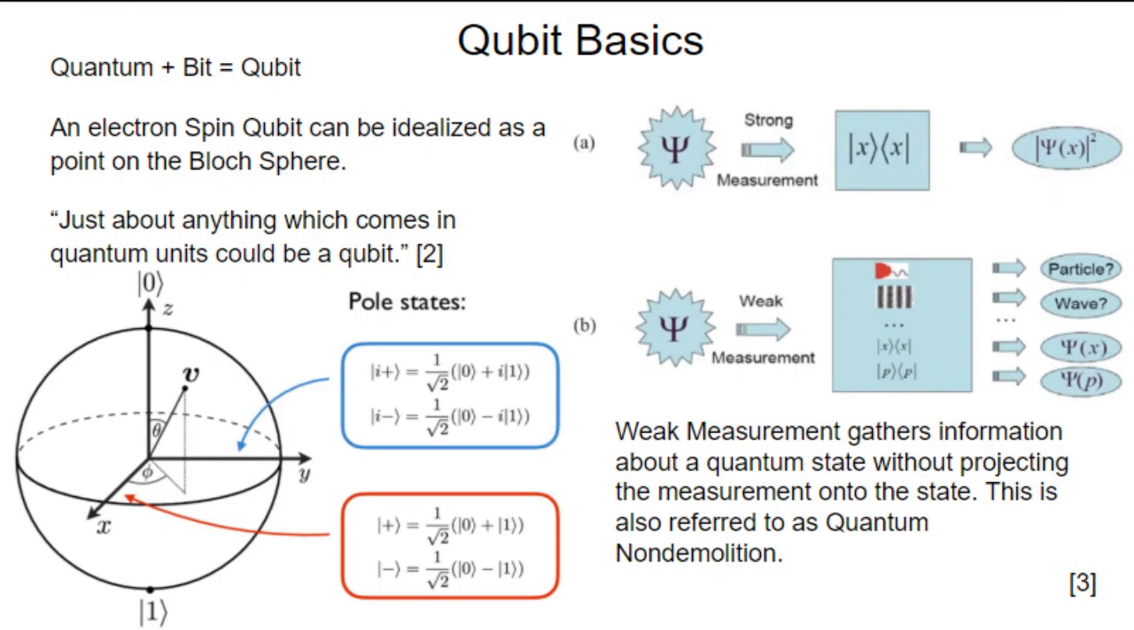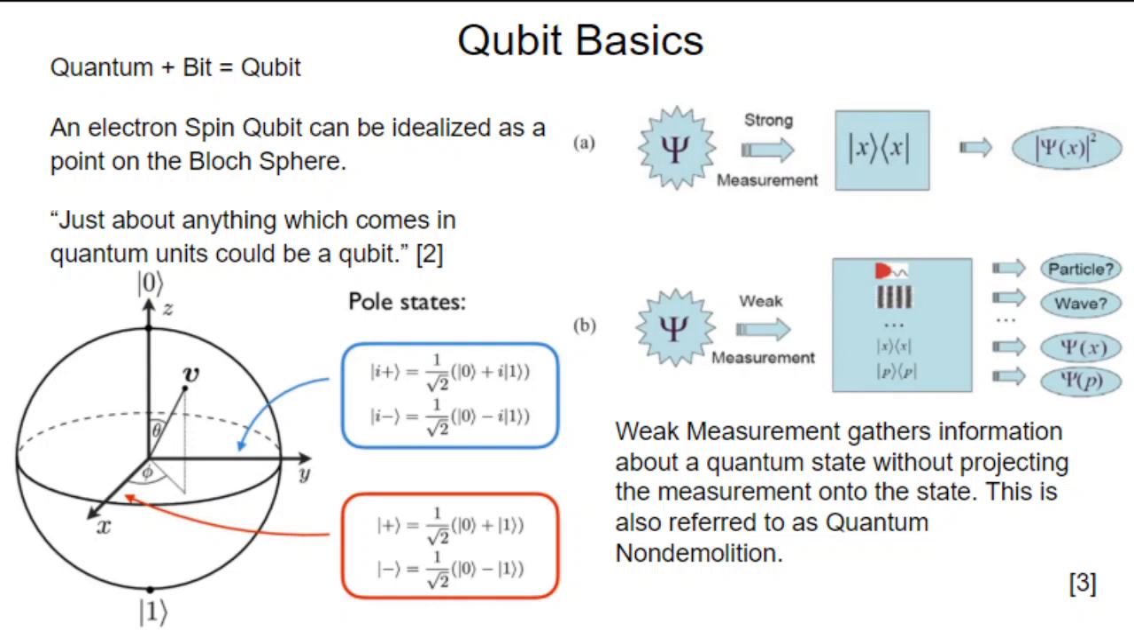So, what is a qubit? The qubit is the basic building block of quantum information, analogous to a bit in classical computers. An electron spin qubit can be idealized as a point on the Bloch sphere, shown in this slide on the left. And this presentation deals with an electron spin qubit in a quantum dot that is a microscale semiconductor crystal.